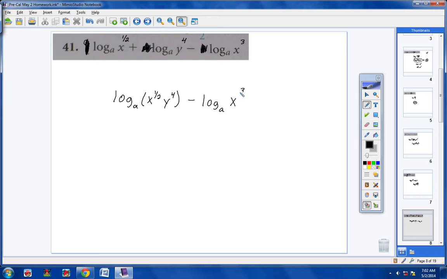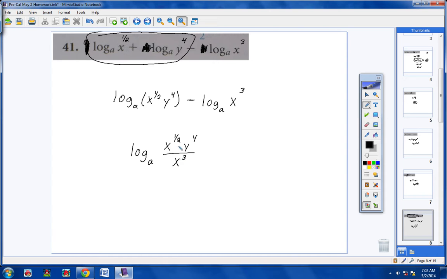Now hopefully you see what I've done. I've taken these first two logarithms here, and I've combined them. They're adding to each other, and so I've written their arguments as a product. I've multiplied their arguments. Now the two leftover logarithms are subtracting, and so I'm going to write these two logarithms as one, and I'm going to divide the argument. So I would have x to the 1/2 y to the 4th over x to the 3rd power.